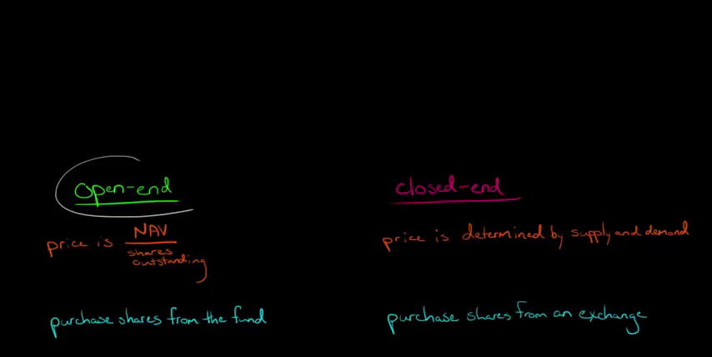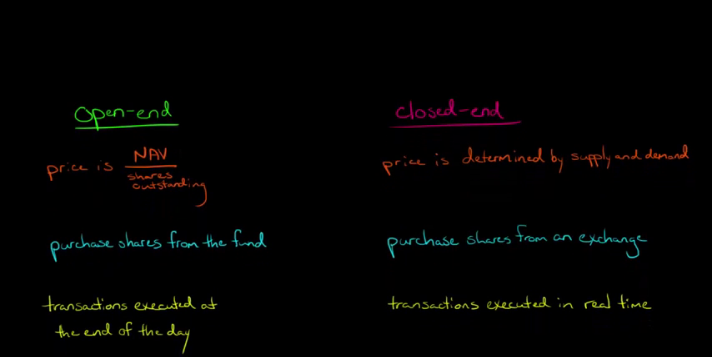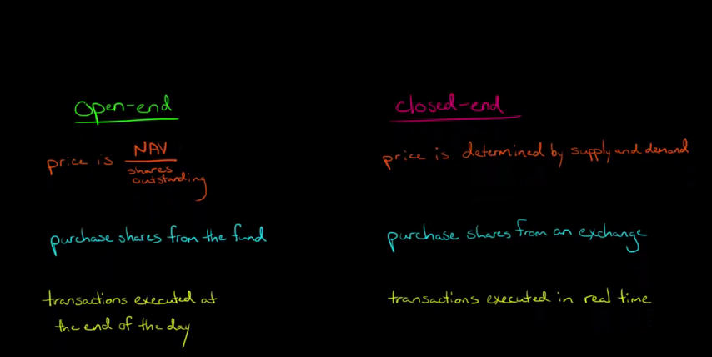Now, with an open-end fund, you're not buying the shares on an exchange. You're purchasing them directly from the mutual fund itself. You say, look, I want some extra shares, and then they can actually increase the number of shares for the fund. Whereas with the closed-end fund, the number of shares is fixed, and so you have to buy them from somebody else who wants to sell them, from another investor.